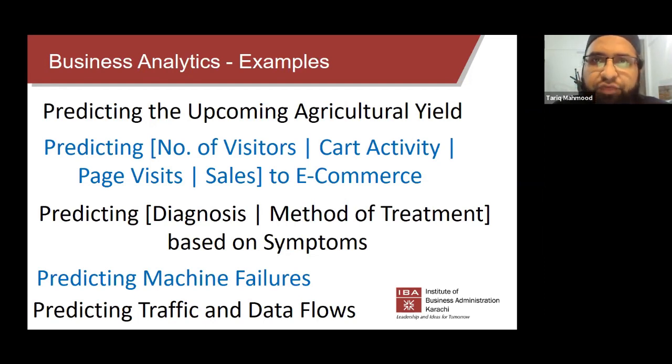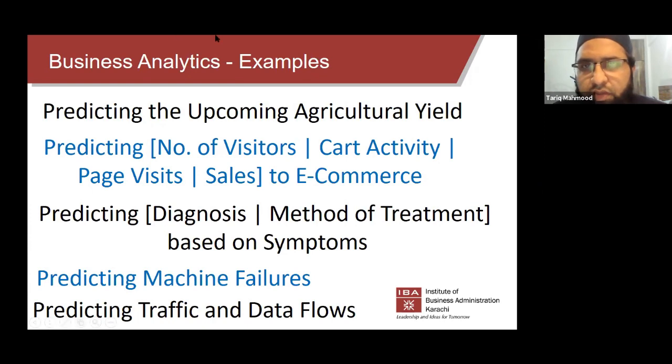I can predict machine failures. For example, oil companies have large machines in the sea, and also near the sea in the harbor they have oil processing units. Aircraft have big engines, so they can fail. There's a crack which comes. So I can actually predict this. This is called predictive maintenance. I can predict the failure of a machine in advance. Similarly, I can predict the traffic flows. I can predict data flows, network data, etc.